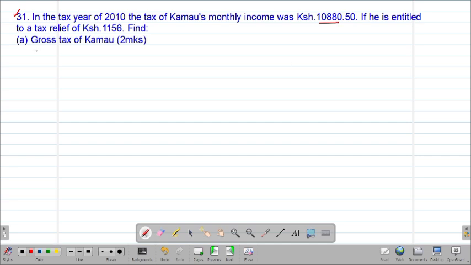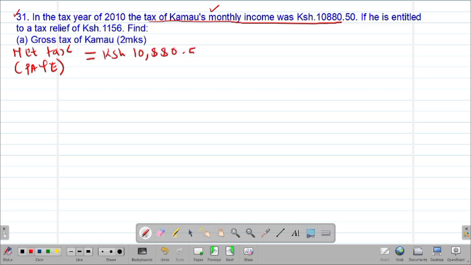So the first thing is to identify the values that we are already given. We are told that in the tax year of 2010, the tax of Kamau's monthly income was 10,880 shillings and 50 cents. So of course, this is what we are calling the net tax or the payee. It is a payee because it is monthly. So the net tax is given as Kenya shillings 10,880 and 50 cents. Of course, this is shillings per month.